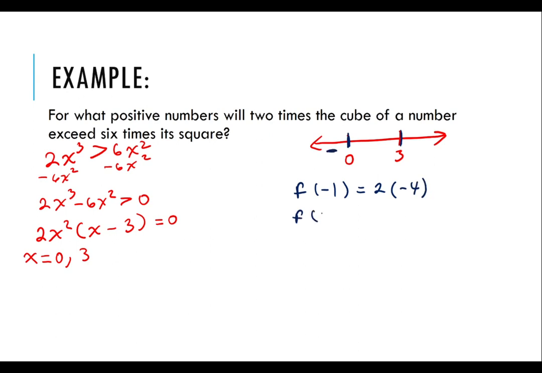Then let's try f of 1. 1 squared is 1, times 2 is 2. 1 minus 3 is negative 2. That's again negative. Then let's pick a value to the right of 3.